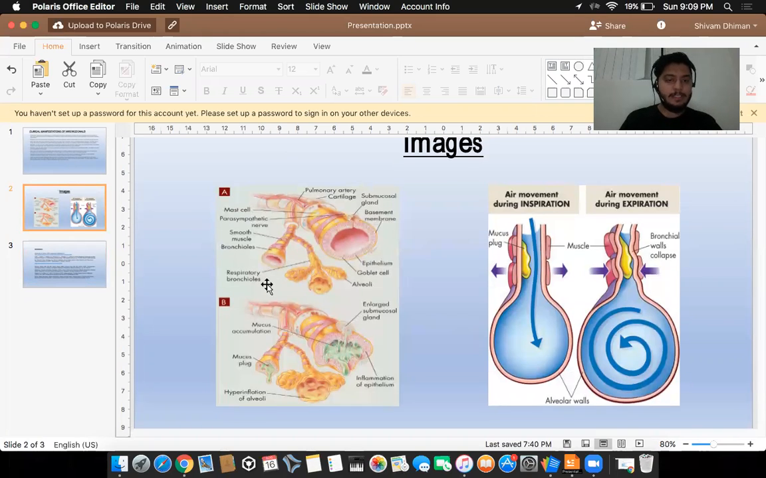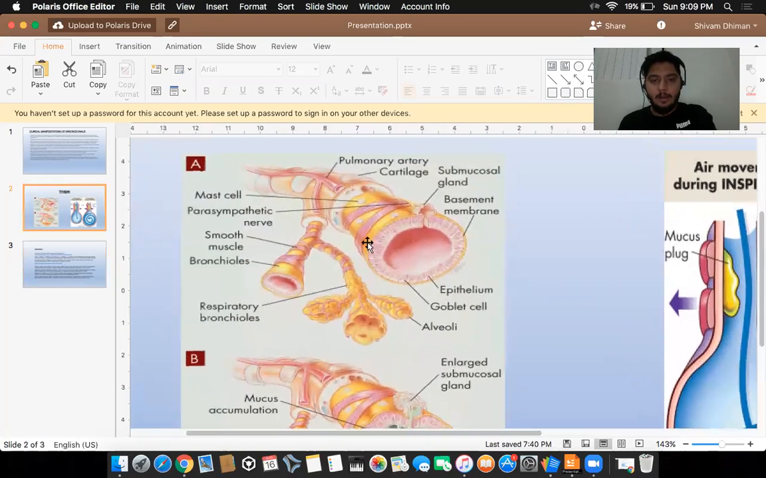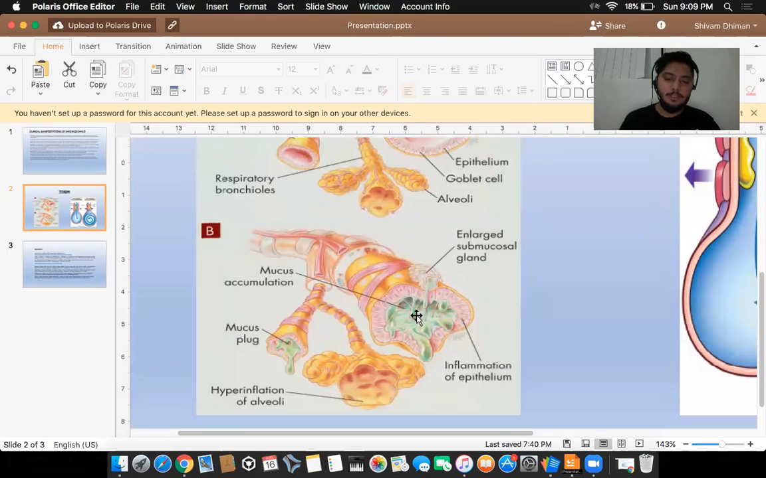COPD, or chronic obstructive pulmonary disease, is an irreversible inflammatory lung disease characterized by chronic obstruction of the lung parenchyma that alters normal breathing. It is further categorized into two conditions, namely emphysema and chronic bronchitis. You can see a diagram of normal lung parenchyma. There is proper mucous membrane, there are bronchioles, and there is alveoli. But in the case of a COPD patient, you can see the inflammation, the hyperinflation of the alveoli, and also the mucus production.